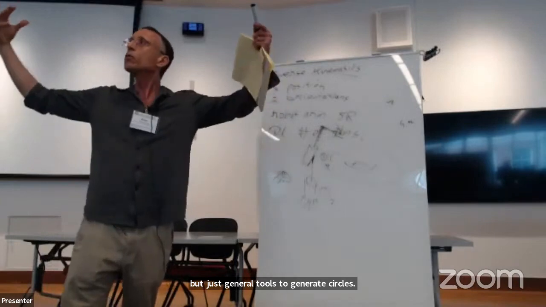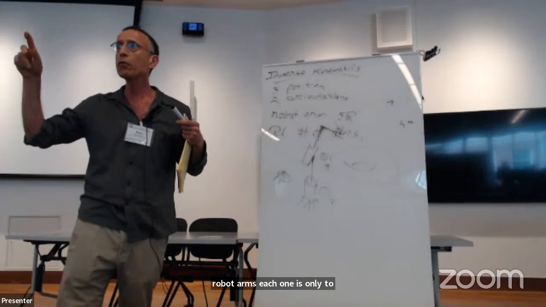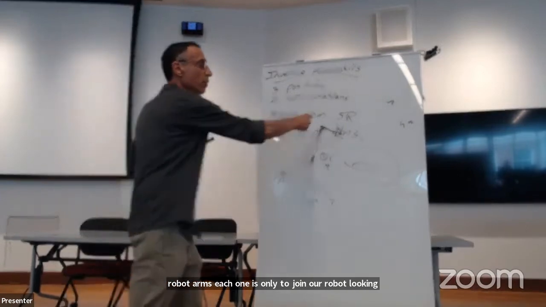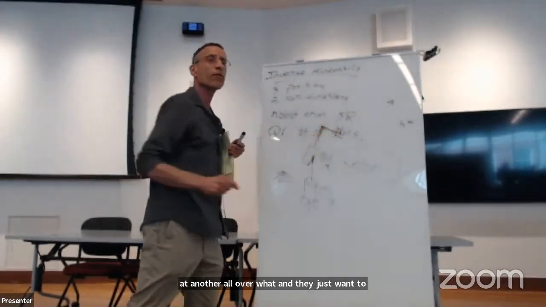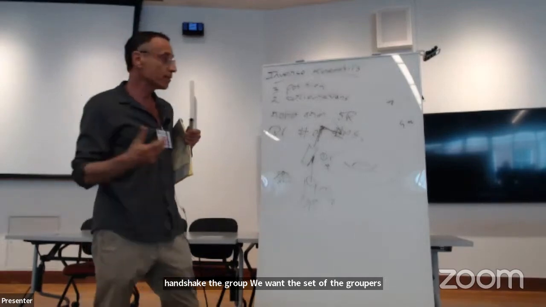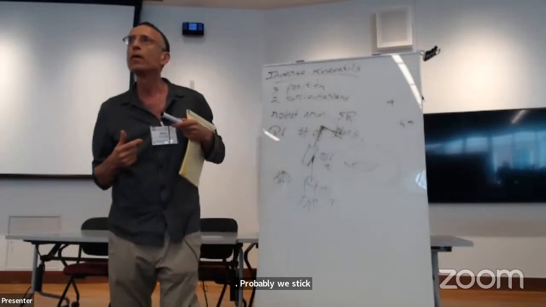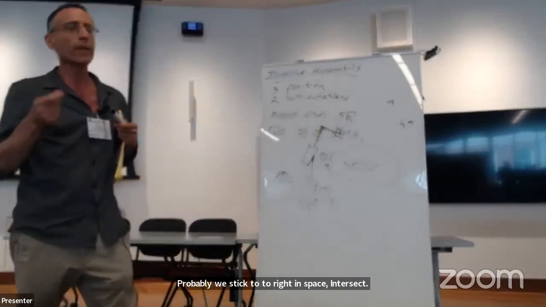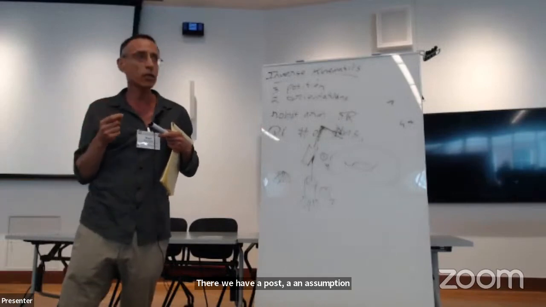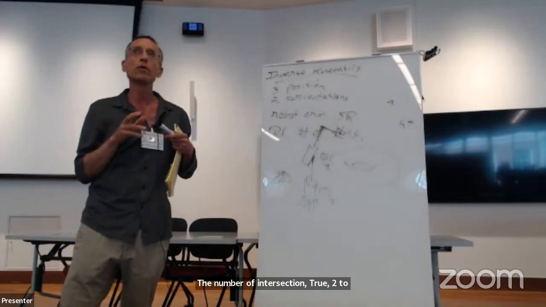If we have 2 such robot arms, each one only 2 joints, an RR robot looking at another RR robot, and they just want to handshake the grippers. We want the center of the grippers to reach a common point. Geometrically, the problem is take 2 tori in space and intersect them. We have an assumption we are not able to prove: the number of intersection curves of 2 tori is at most 4.